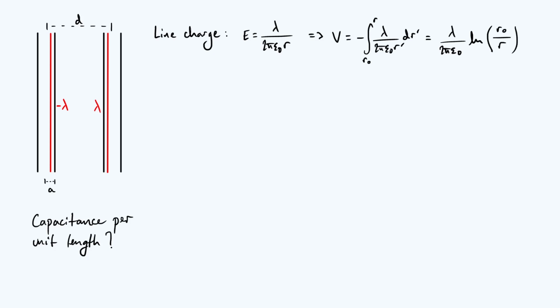And you can confirm pretty easily that if you substitute r equals r naught, you get natural log of 1, which is just 0. So this is consistent with what we were saying about r naught being the position of zero potential, right? So anyway, that's for one line charge.